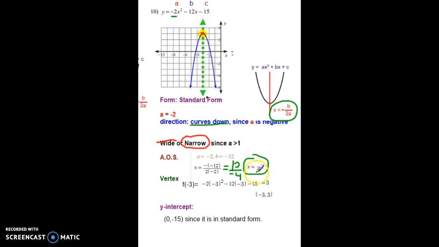My vertex, it's got to go through the axis of symmetry. So I'm going to plug in f of -3. I got -3, -3. This is in standard form, which means I know it's got to go through 0, -15. And if you look at the graph, it looks like it eventually will go through that point.